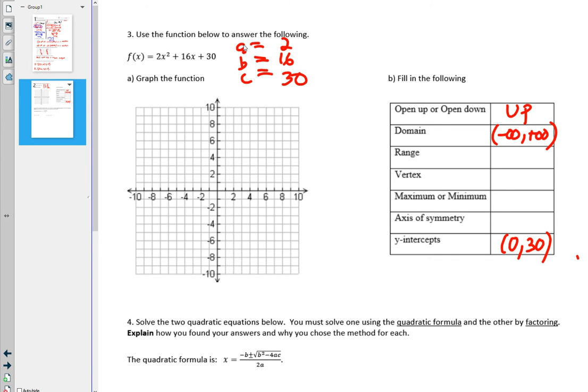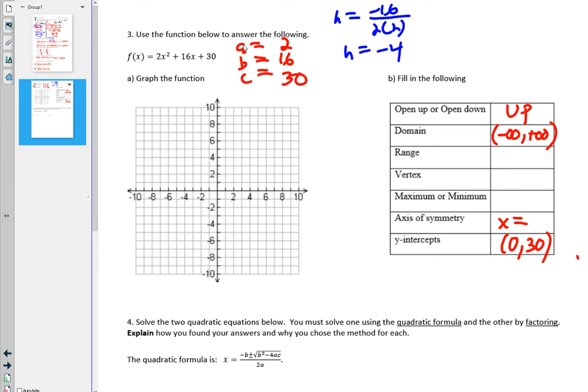It is going to be x equals something, but we don't know what. We've got to find the vertex. So what's the formula for the vertex? Negative b, which is negative 16, over 2 times a. That's going to give me negative 4. I forgot the negative, sorry. I said it right by then.